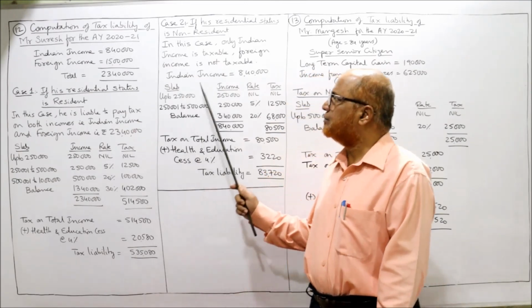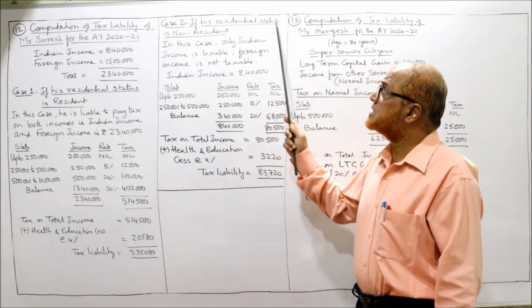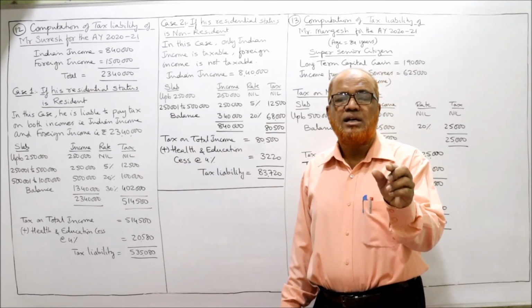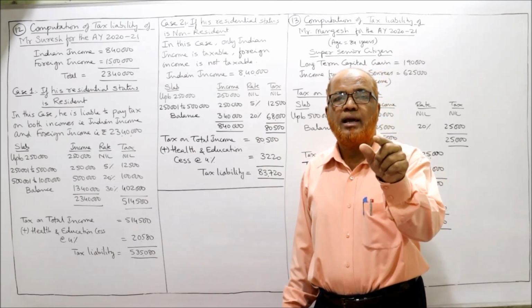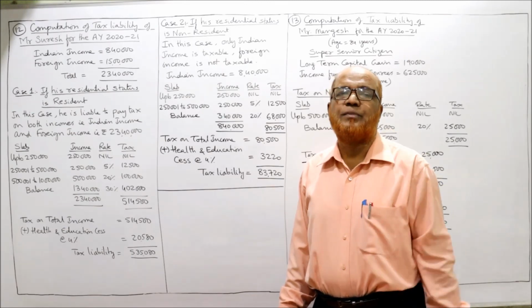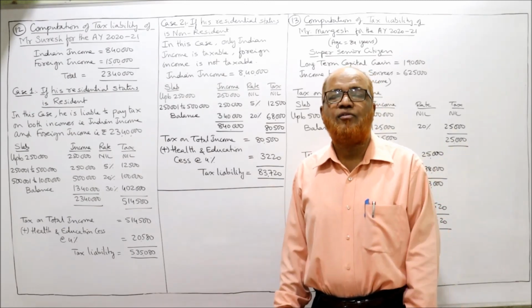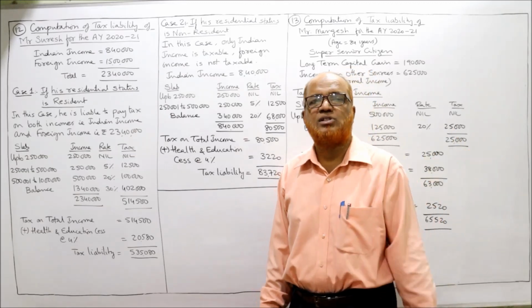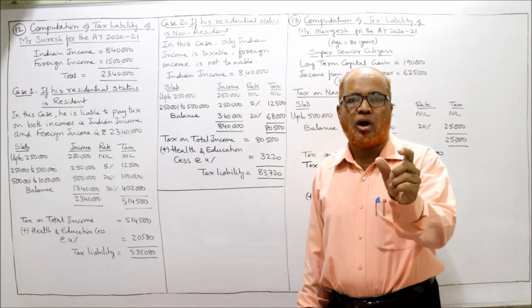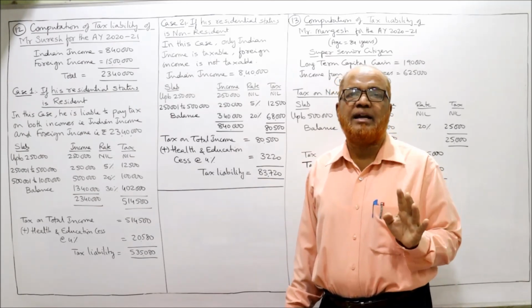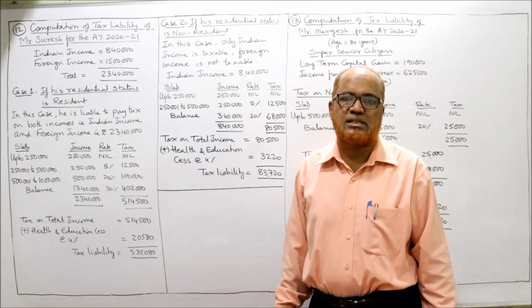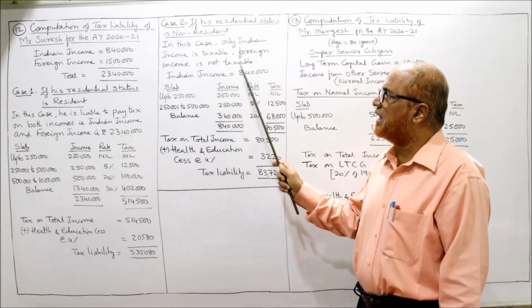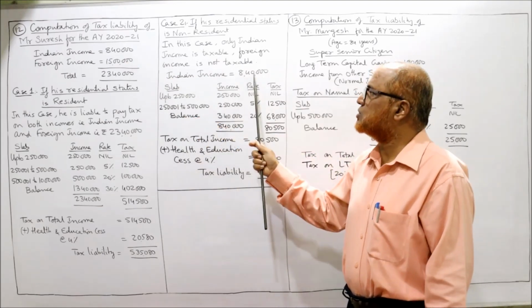That's it. Now, second case, if his residential status is non-resident, he is liable to pay tax only on Indian income. Foreign income is not taxable for non-resident persons. Already I have explained you in detail in the previous theory video. So in this case, only Indian income is taxable, foreign income is not taxable. Indian income is 8,40,000.